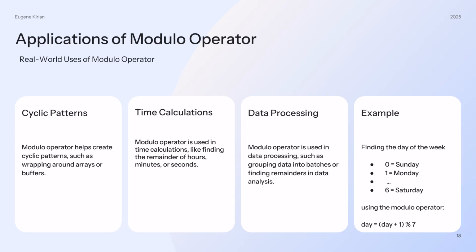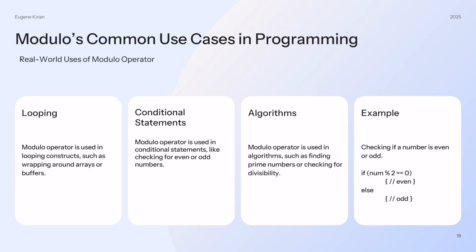One common use is in creating cyclic patterns. The modulo operator helps wrap around arrays or buffers, ensuring that we stay within bounds. It's also useful in time calculations, like finding the remainder of hours, minutes, or seconds. In data processing, the modulo operator is used for tasks like grouping data into batches or finding remainders in data analysis. The modulo operator is a versatile tool in programming, and it is used in a variety of common scenarios.